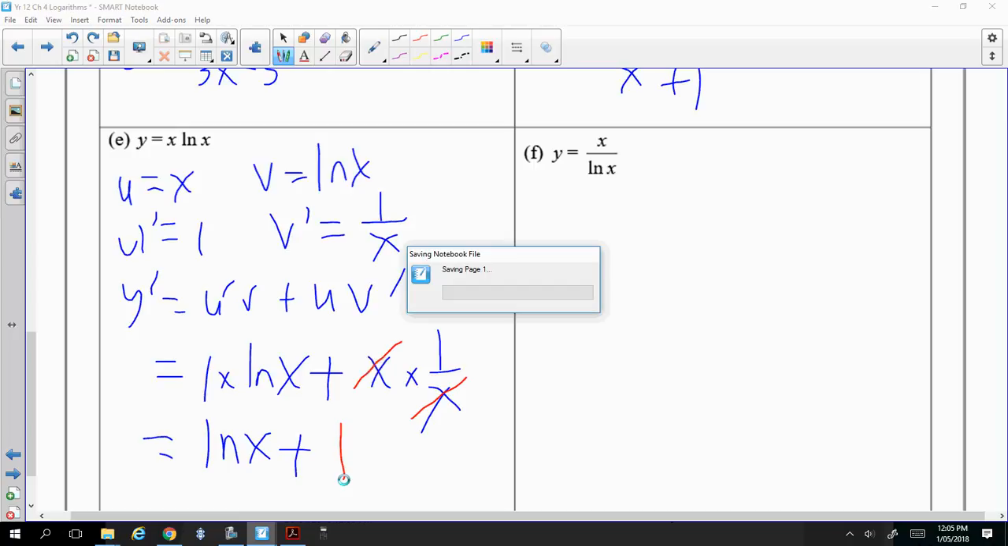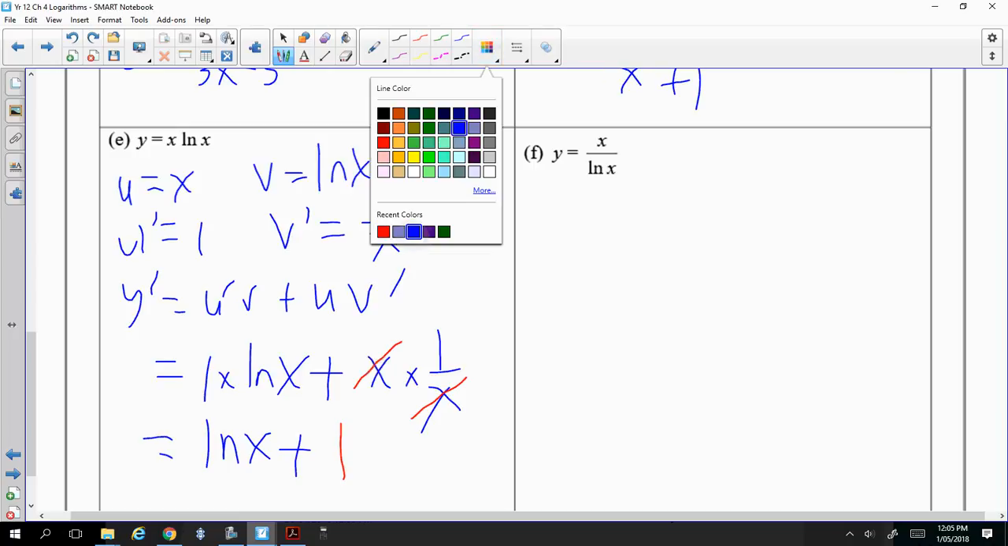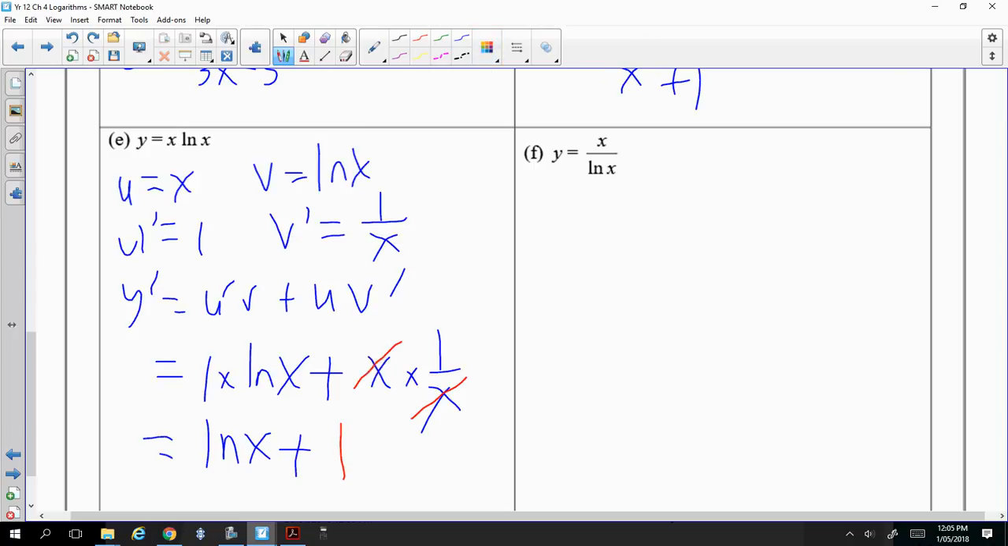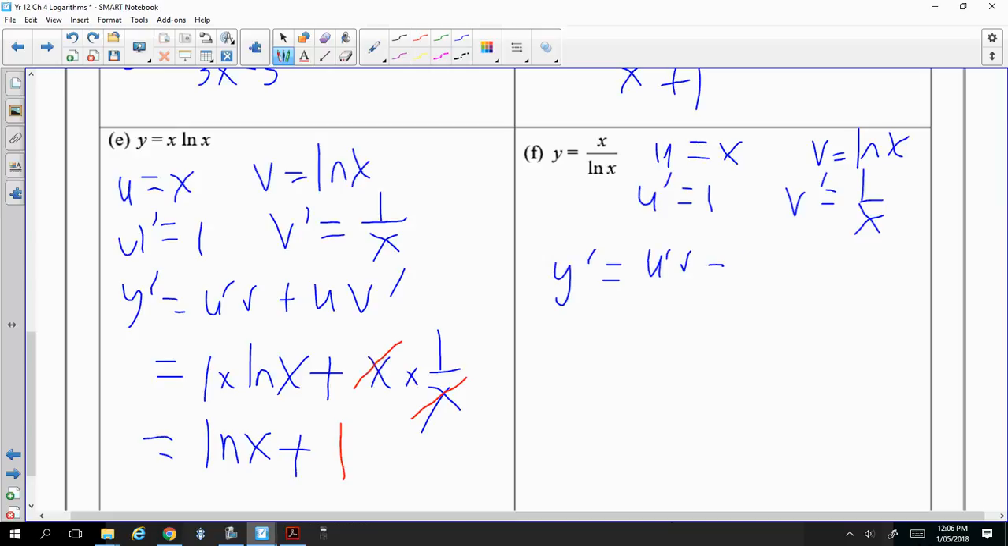All right, what rule do we use for the next one? Quotient rule. So hopefully you remember u is x, v equal to ln x. It's the same thing except you write it as a fraction. So u dash is 1, v dash is 1 on x. So you write y dash equal to u dash v minus uv dash over v squared.